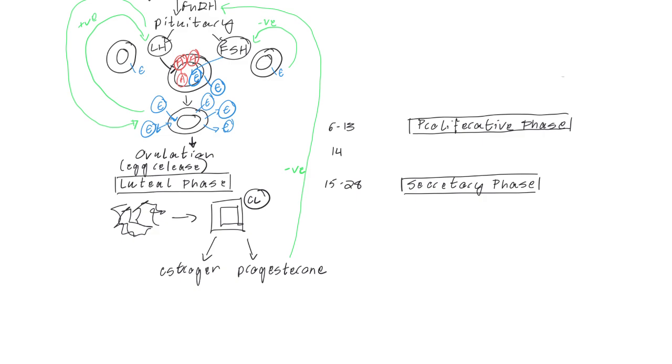If the egg is not fertilized, the corpus luteum actually breaks down. So then, of course, because we don't have a corpus luteum anymore, we get a drop in estrogen and a drop in progesterone. And now we've reached the end of the luteal phase. So that's our ovarian cycle.